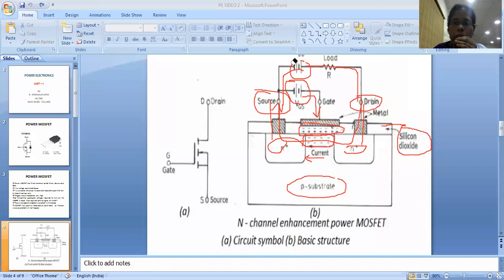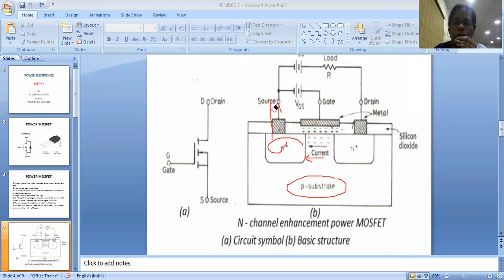Okay, let me erase all these things. Therefore, this is how this MOSFET is working. So, when we take a MOSFET, it is not that only one single cell will be there. There are a number of cells in series, right? There will be a number of cells embedded in a common substratum. So, therefore, here you can see that.